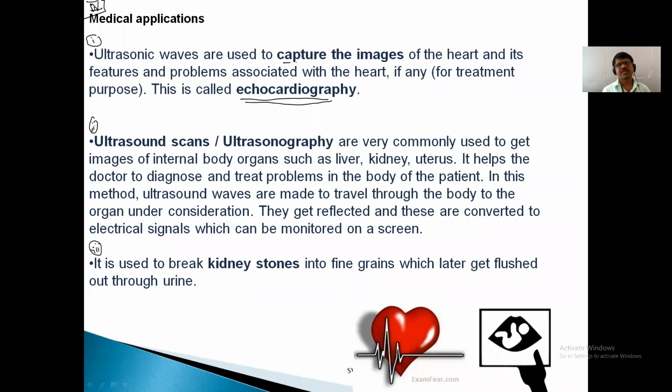To capture the image of heart. Okay, write it. Ultrasonic waves are used to capture the image of heart.